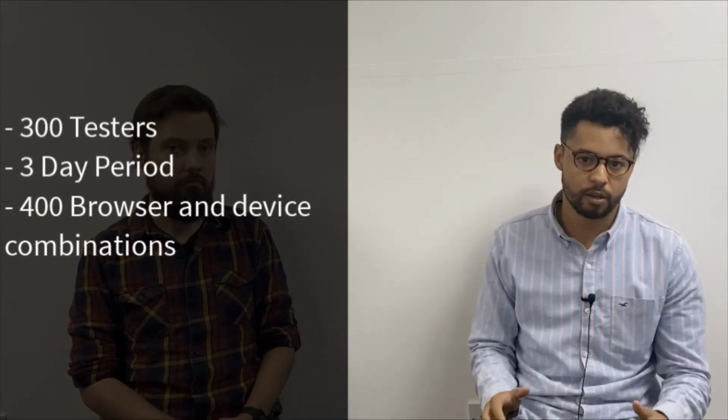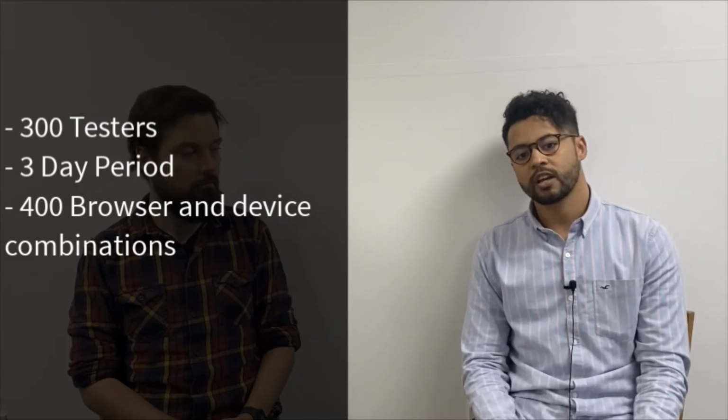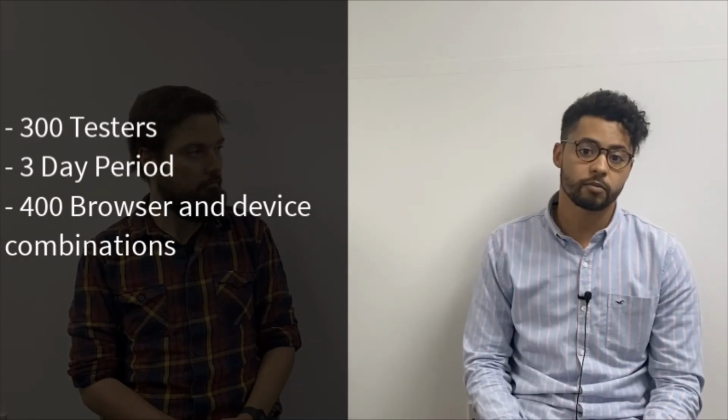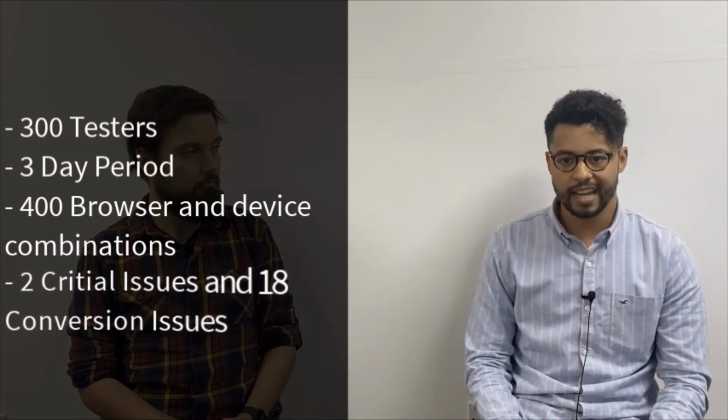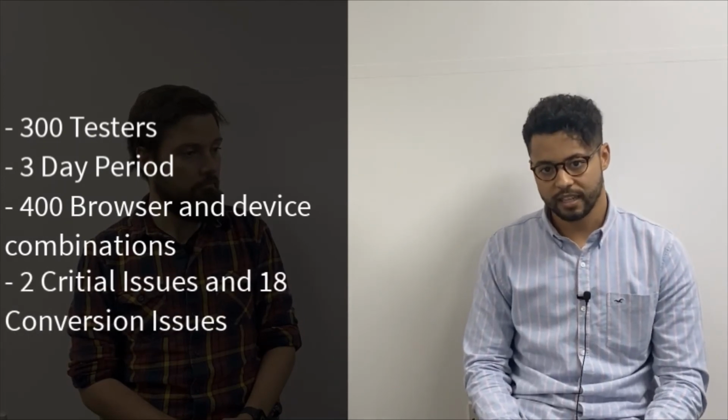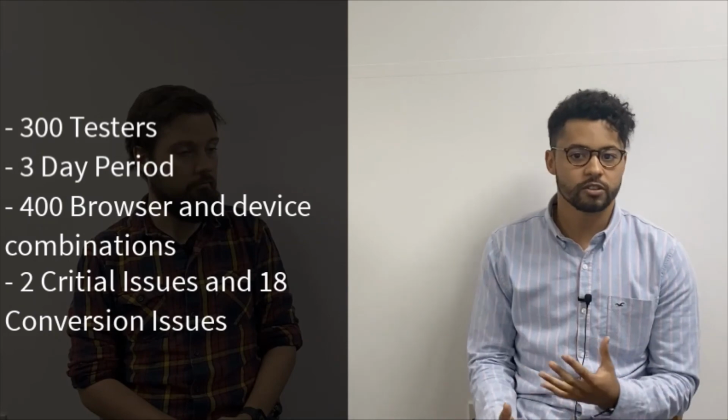A perfect example would be Quality Cottages. So they're a small holiday maker in the UK, quite a small internal test team. So what we did for them is we put 300 testers on their website over a 3-day period, and that covered off over 400 different device and browser combinations, so huge coverage. The deliverable was 2 critical issues and 18 conversion impacting issues. Once they got this critical fixed, their conversion rate doubled in 4 weeks.